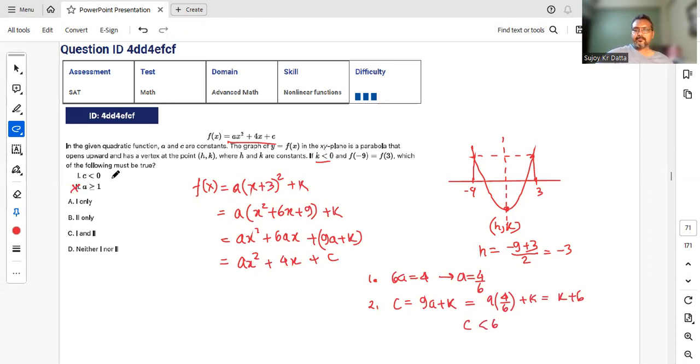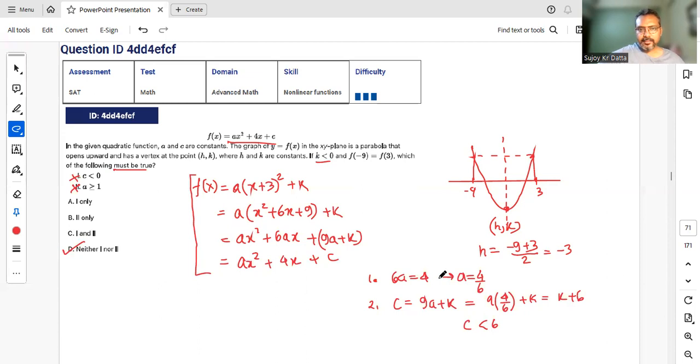But then is c less than 0 as well? We can't say. It may be. It can be less than 6, but it might remain at 2, 3, 4, whatever, and remain positive. So neither of them must be true, right? Neither of them. So option D. So the trick here was to express the quadratic function in terms of its vertex and then compare with the given expression.